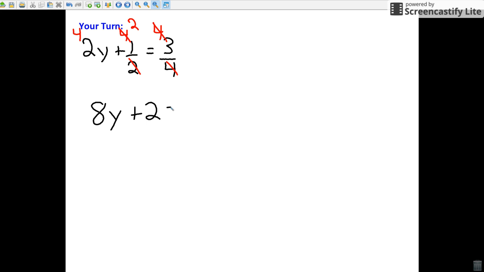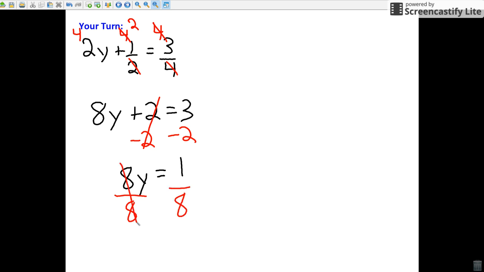Plus 2 equals 3. Now you'll have to check and see what your individual teacher prefers, whether they want the answer in fraction form or in decimal form. For this one, we'll just leave it as a fraction. y equals 1 over 8.